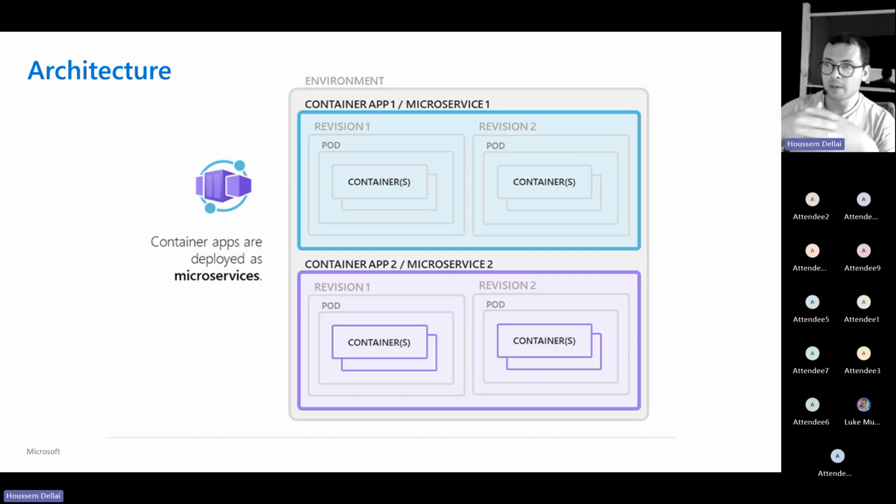So to make the distinction between environment and container apps: the container app is where you deploy your containers. Each time you have a new application, you deploy it into its own container app. So you create a container app per application. If you have microservices, each microservice will live in its own container app.